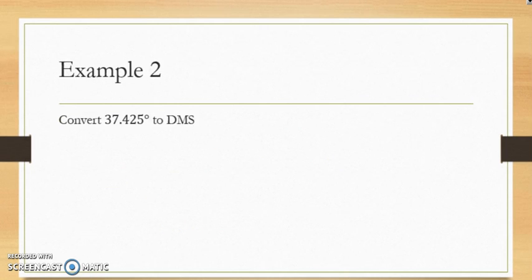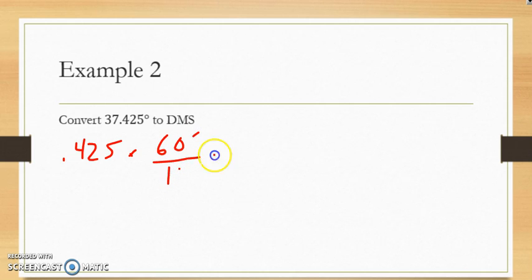So in this case, I have 0.425 times 60 minutes over 1 degree. So 0.425 times 60 gives you 25.5. Now that's 25.5 minutes. But you can see that I still have a decimal in there, which means that this must be able to get broken down even farther.